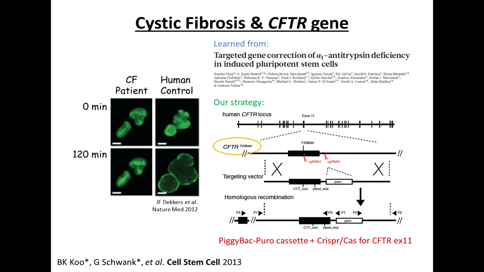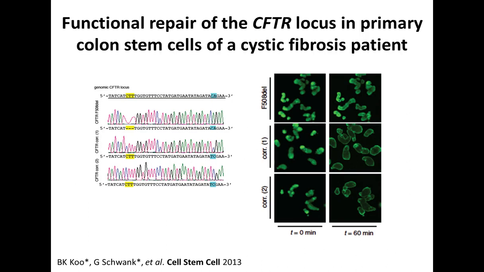So after figuring out the mutation of the patient organoid, we designed this targeting vector and the gRNA and transfected them all together with Cas9 in the organoid, with the hope that we can get some recombinants. And that worked very well. Here you see that the missing CTT is back to normal.